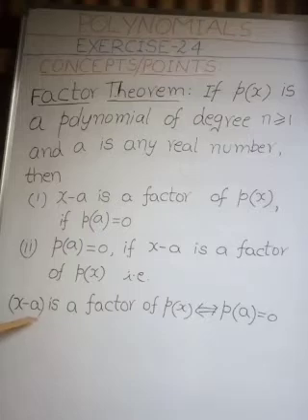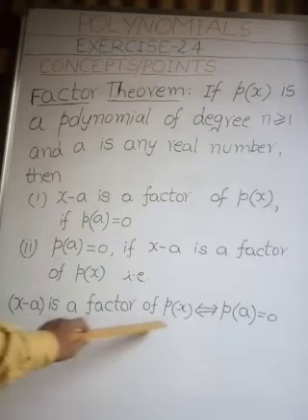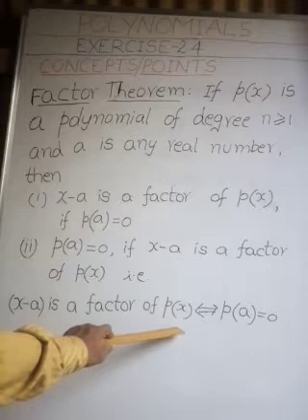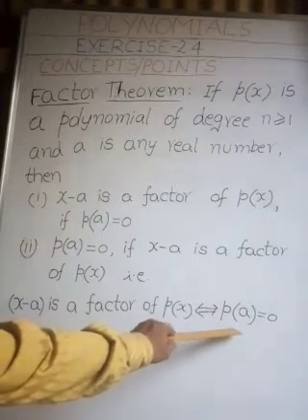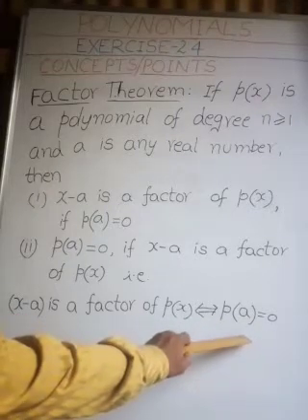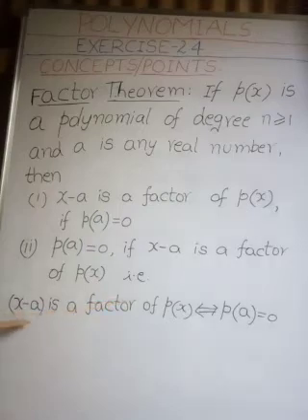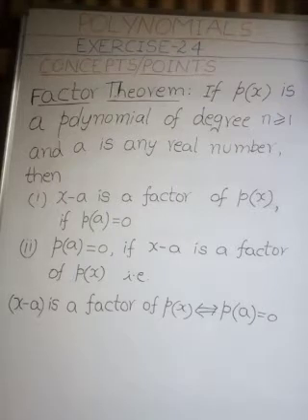I repeat this one, x minus a is a factor of P of X, then P of A is equal to 0. If P of A is equal to 0, then we can say that x minus a is a factor of P of X. This factor theorem actually follows immediately from the remainder theorem. This is the continuation of the remainder theorem.